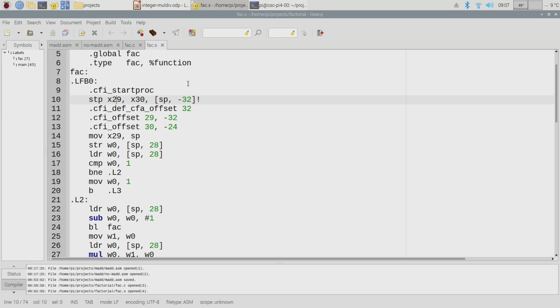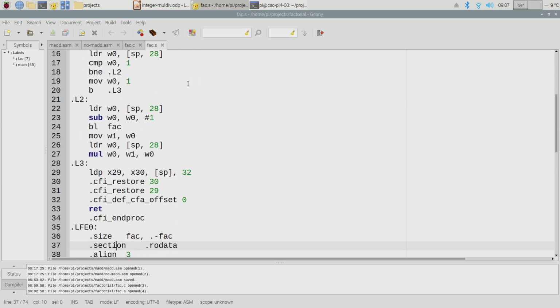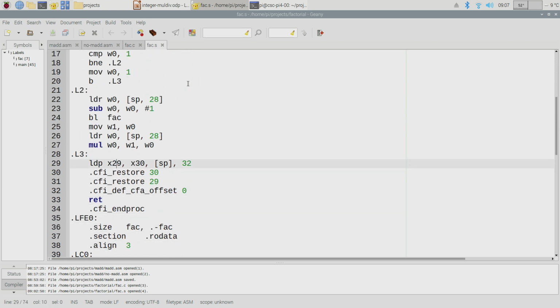Similarly, on the back end, when I get ready to return from the function, what do I need to do to mirror this store pair? I better do a load pair at the end to compensate. Okay? And if we dig down, then let's find that load pair. There it is right there in L3.